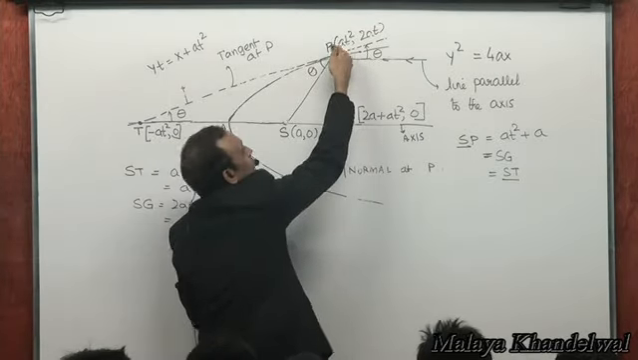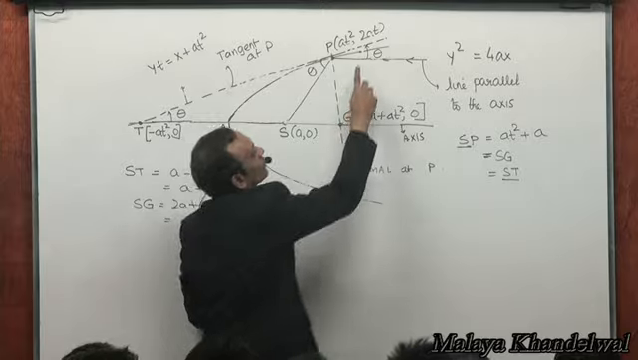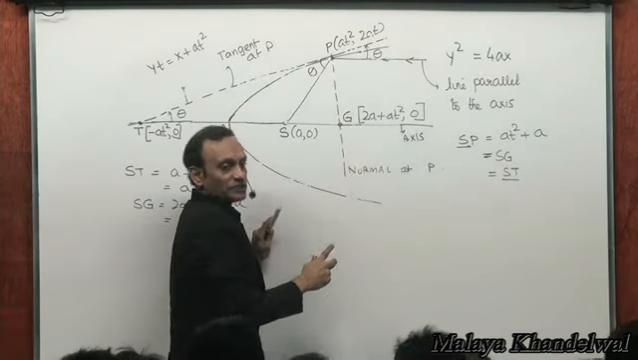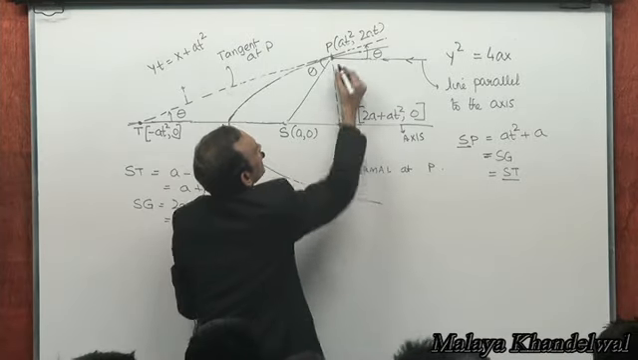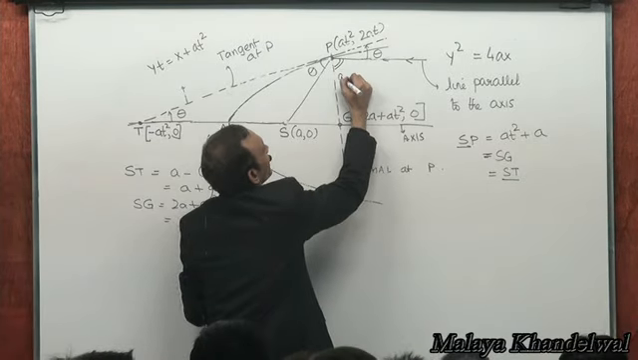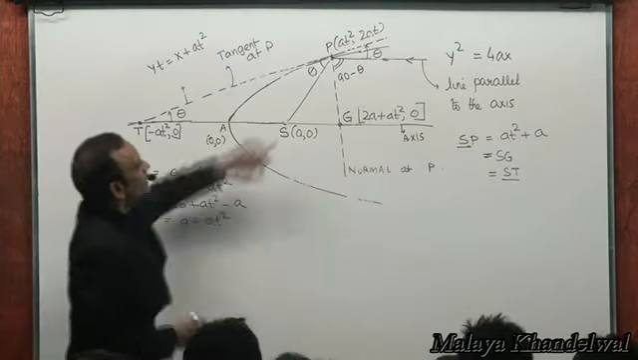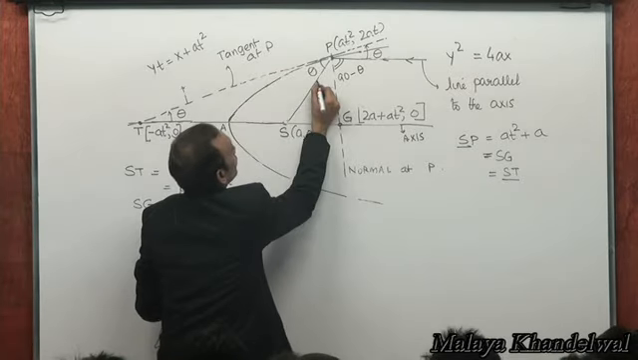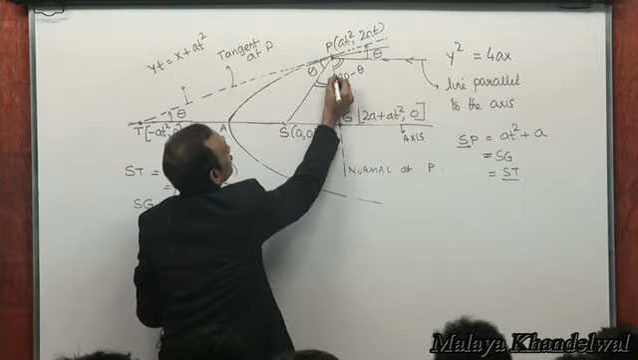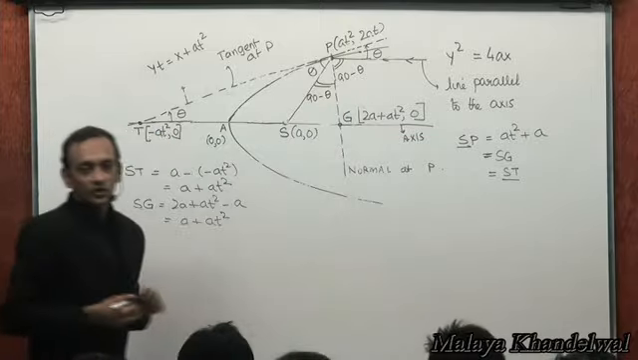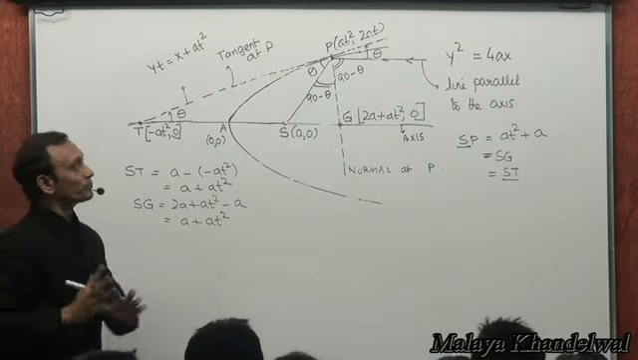Now, this is a normal at P. This is a tangent. Normal is perpendicular to the tangent. So, if this angle is theta, what is this? 90 minus theta. If this angle is theta, what is this? 90 minus theta is this angle. Yes or no?